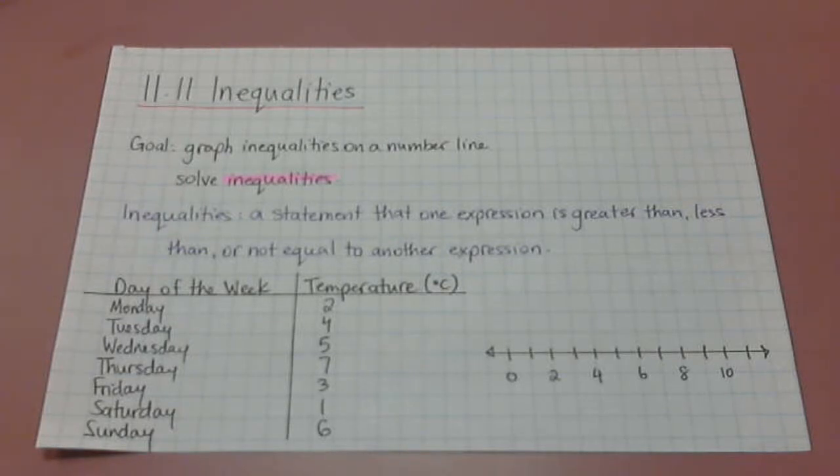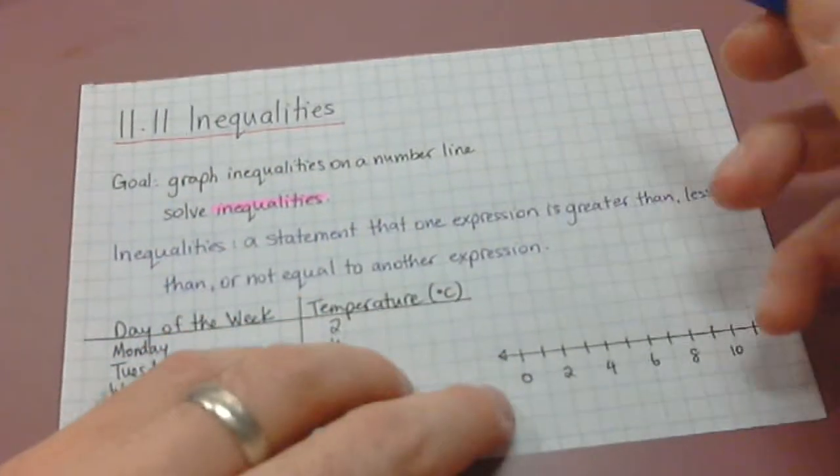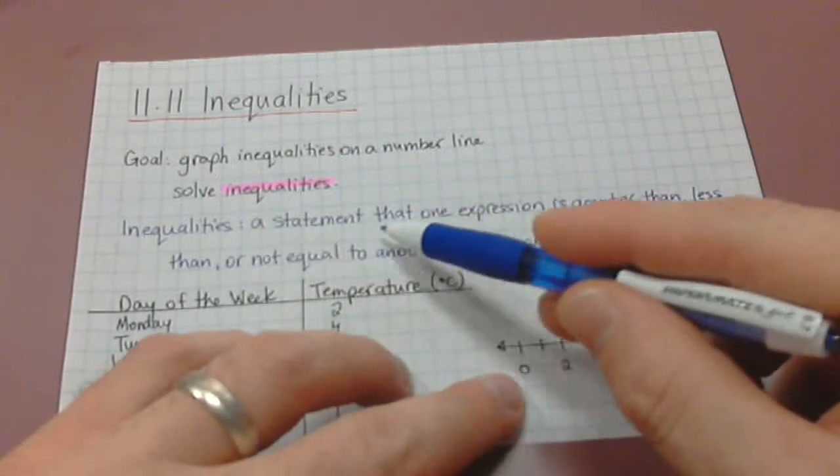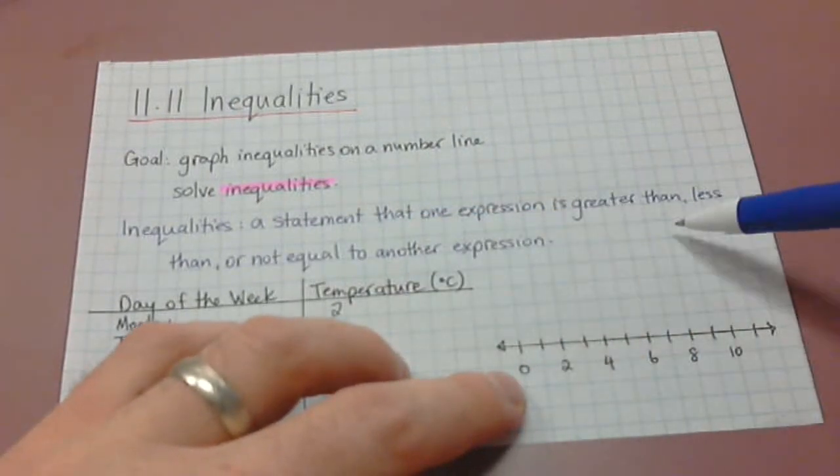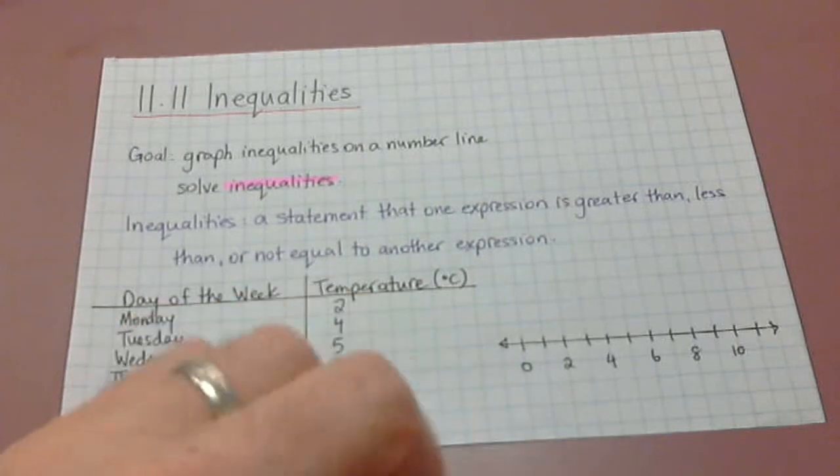Today we're going to look at something called inequalities. Inequalities are an interesting term because sometimes I don't think that it necessarily means what it looks like. If I see something that says inequality, it means to me that they don't equal each other. But one of the things that we look at when we look at inequalities are these math statements that one expression is greater than, less than, or not equal to another expression.